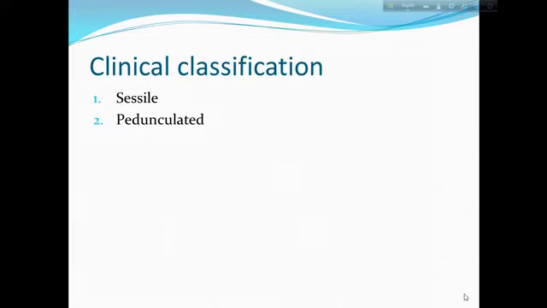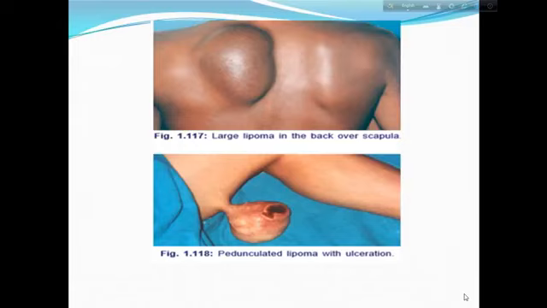Clinical classification. Clinical classification has a sessile variety and another one, the pedunculated. The difference between sessile and pedunculated: if a stalk is present between the skin and lipoma, it is a pedunculated lipoma, and if there is no stalk, it is a sessile variety. The upper one is a large lipoma over the back of the scapula. There is no stalk. This is a sessile variety of lipoma. Another has a long stalk between the skin and lipoma, and is a pedunculated lipoma.